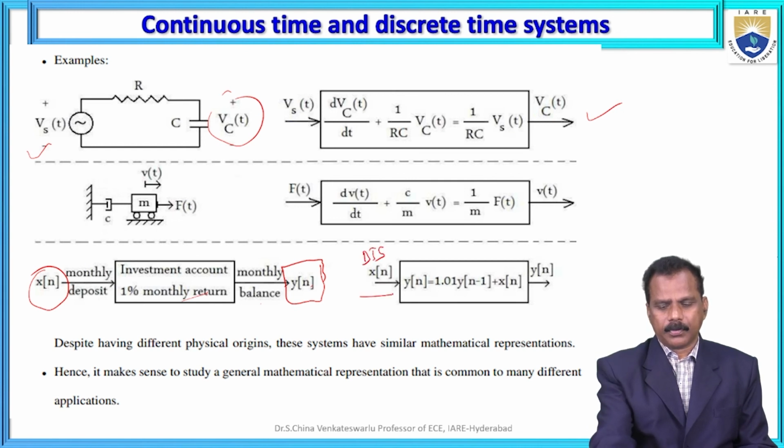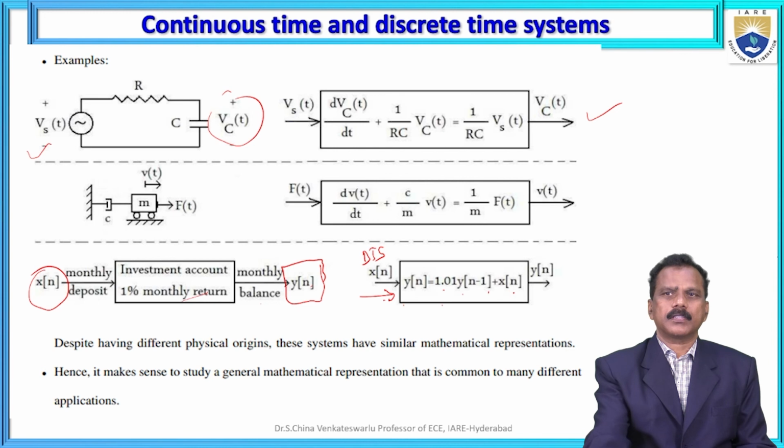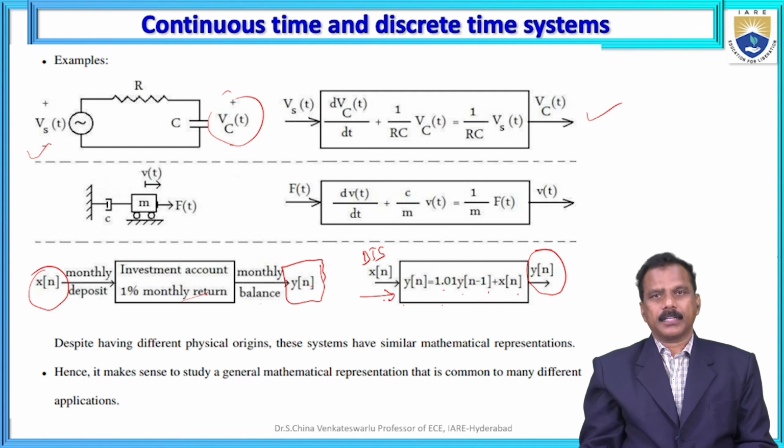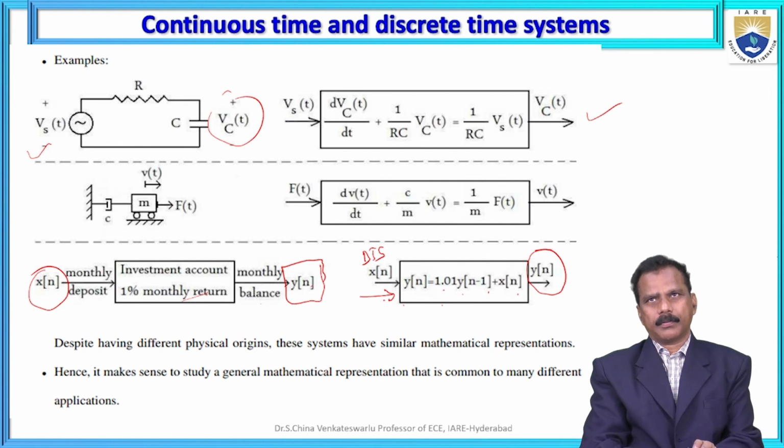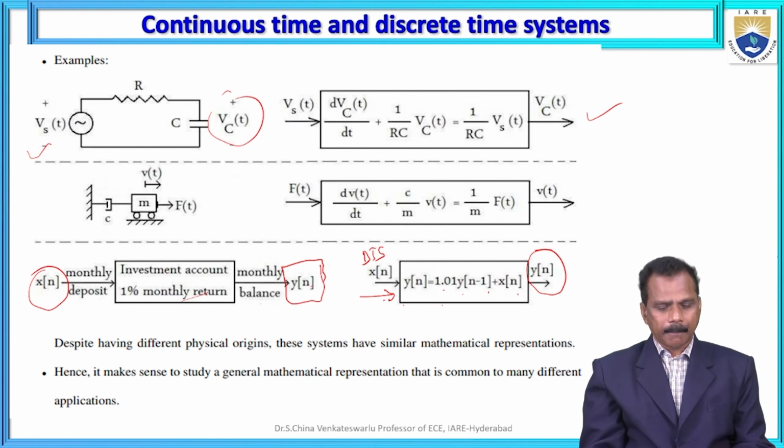It is the input, where x of n is the discrete time signal. It is given to the system where y of n is equal to 1.01 y of n minus 1 plus x of n. We will expect this y of n. Despite having different physical origins, these systems have similar mathematical representation. Hence, it makes sense to study the general mathematical representation that is common to many different applications.